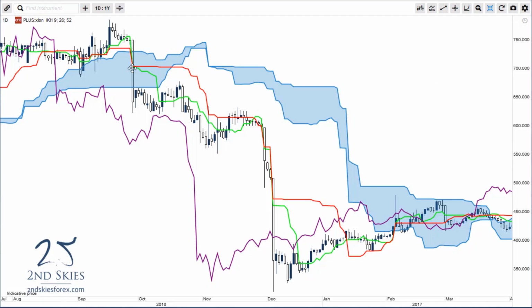So first off, after we get a medium cross or a strong cross, we don't have to worry about the Kumo being supportive because we're already below the Kumo. We already have a bearish strong cross below the Kumo, and you can only get that generally if the price action is below the Kumo.